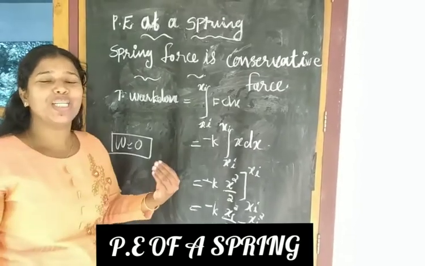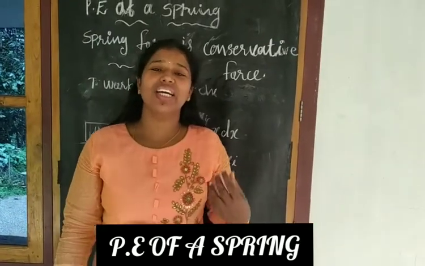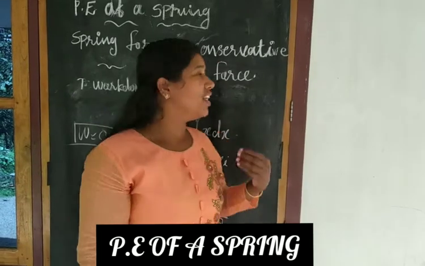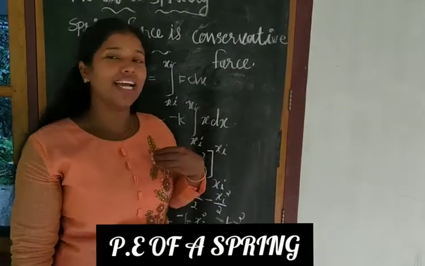Total work done W is equal to 0 means there is no net work. It is a conservative force. Then we can prove that the spring force is a conservative force.